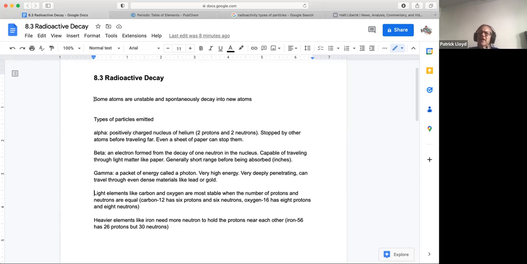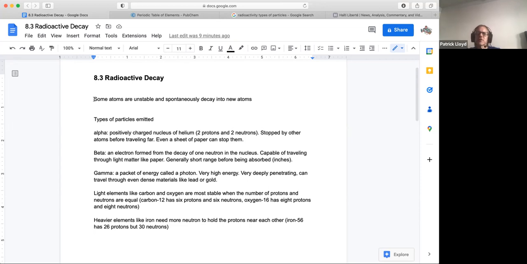But when you get into the heavier elements, more than 20 protons, so for example, iron has 26 protons, the atomic number is 26. You tend to need more neutrons to hold them together than you have protons. The protons, remember, are positively charged. They want to get away from each other. So the neutrons are holding the protons together. And there's a constant struggle. The protons trying to fly apart, the neutrons trying to hold them together.